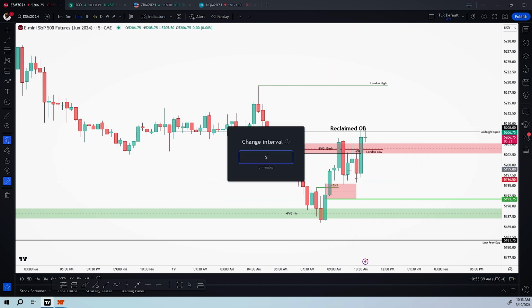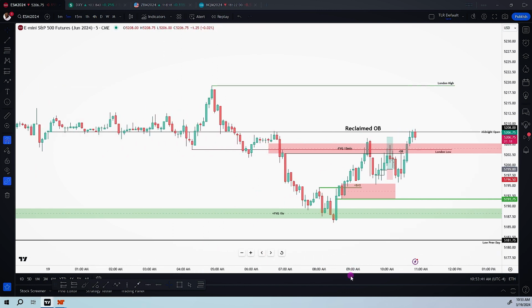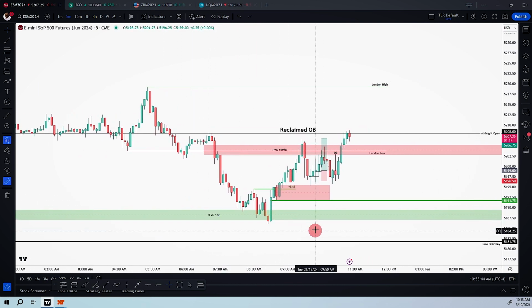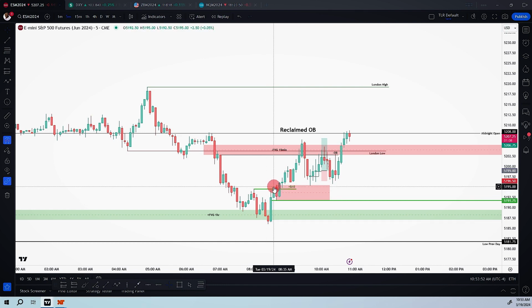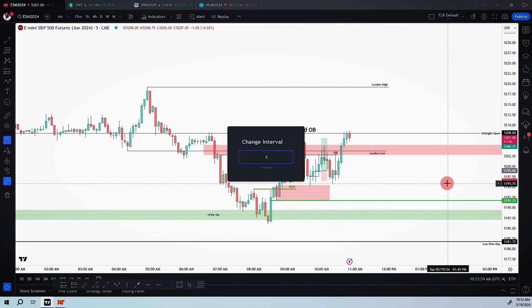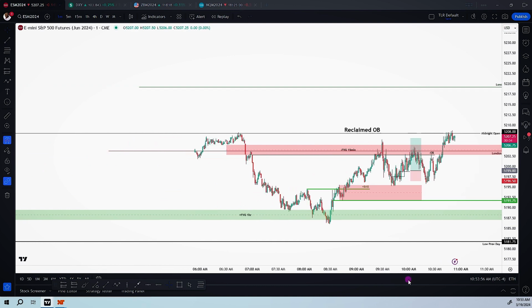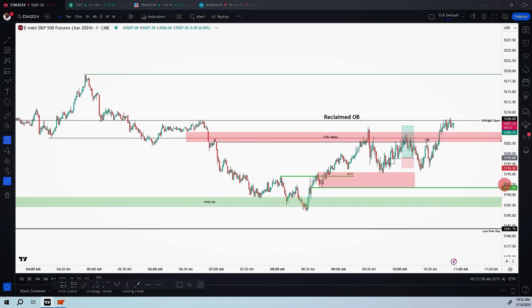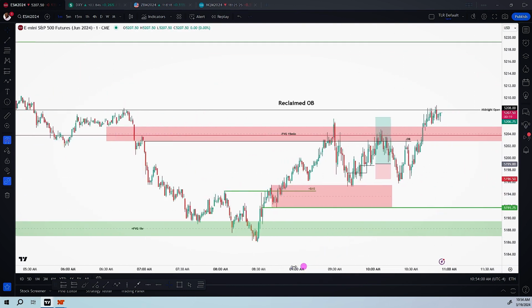Okay, 5 minute time frame, starting to look more and more like a buy model. Right, we got a 5 minute break in market structure here. Boom, 5 minute break in market structure. It's go time. 1 minute time frame. Okay, the buy model is starting to flesh out more and more and more.